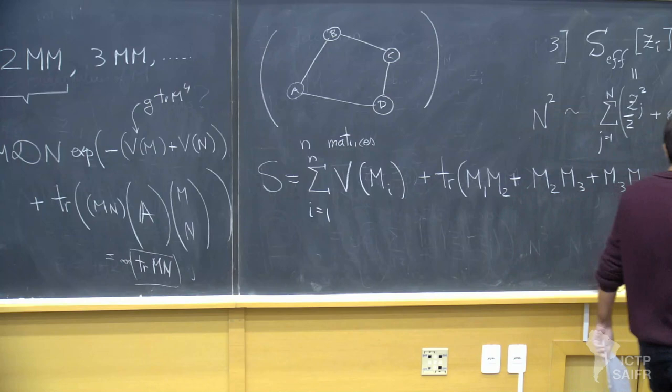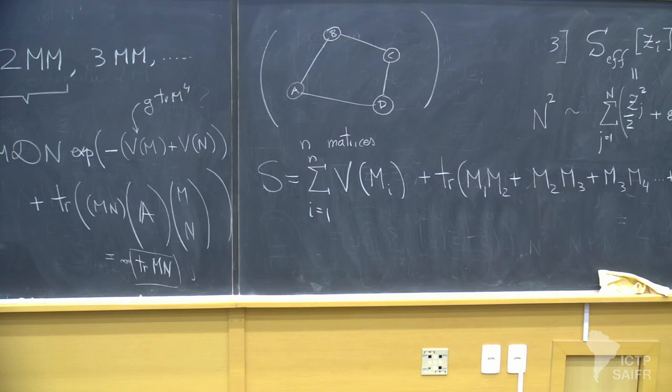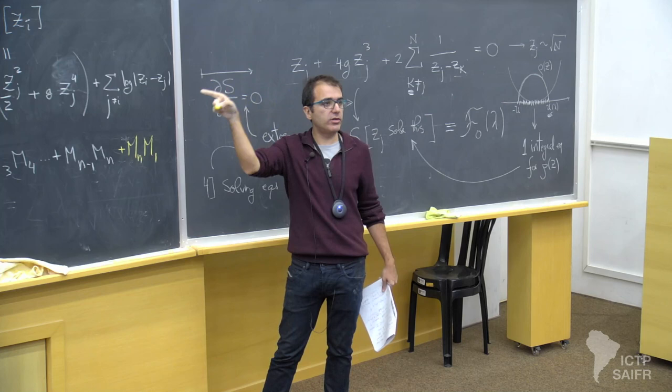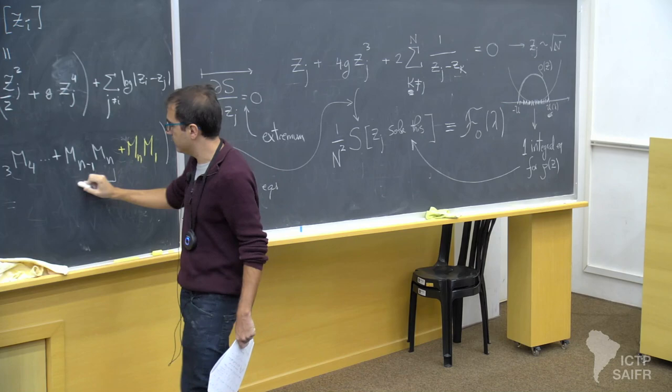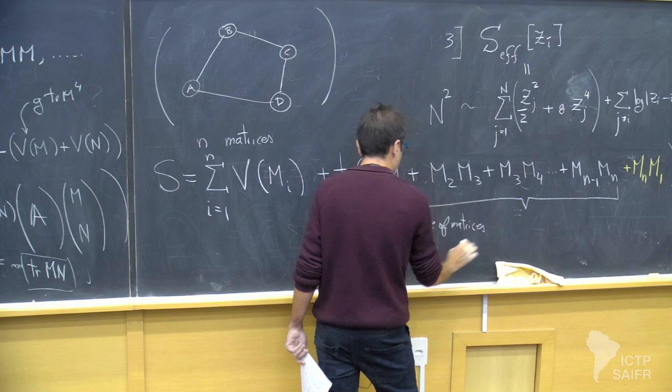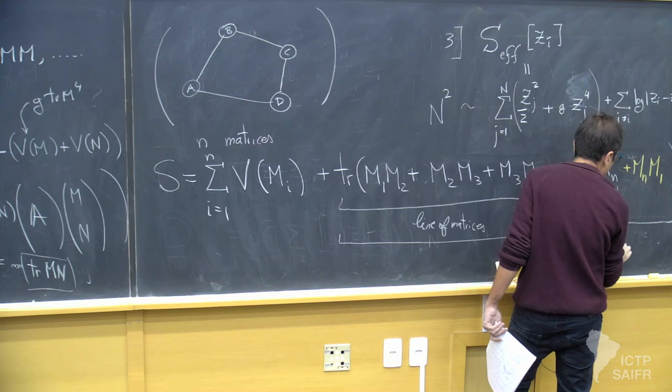Of course, would you stop here? Depends. If you want something with that cyclic structure, you would want an extra one, plus Mn with M1, right? If you want one with two, two with three, with four. Okay, so this is a class of models. These first ones, we would say we have a line of matrices, because we have matrix 1, 2, 3, 4, and so on. And the second type of model that contains the last one, we would say we have a ring of matrices, because we close.